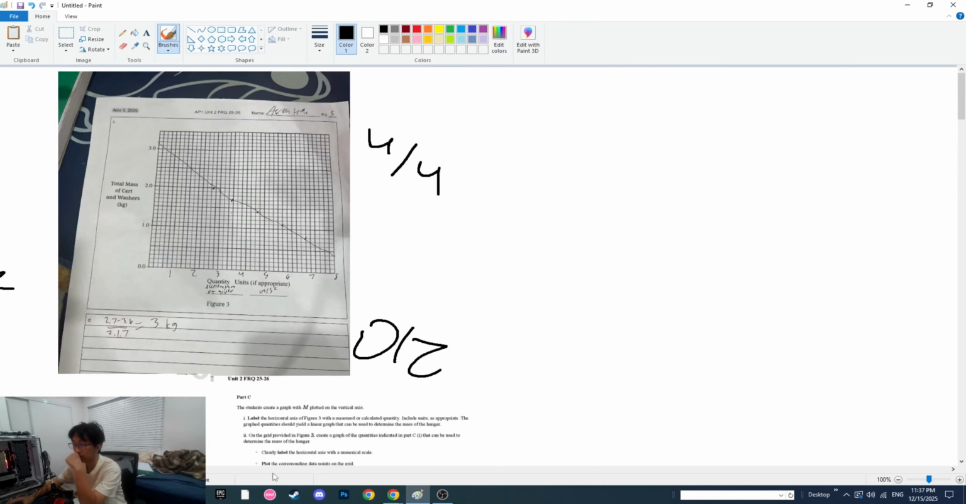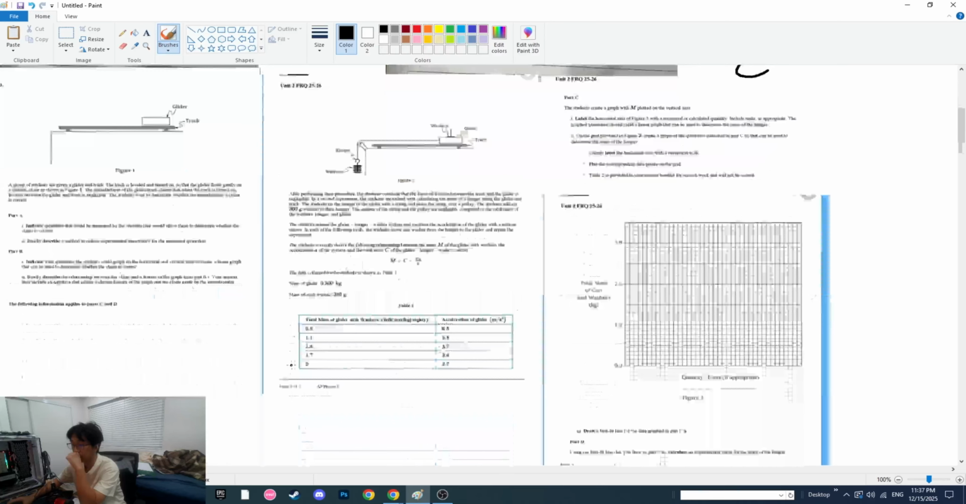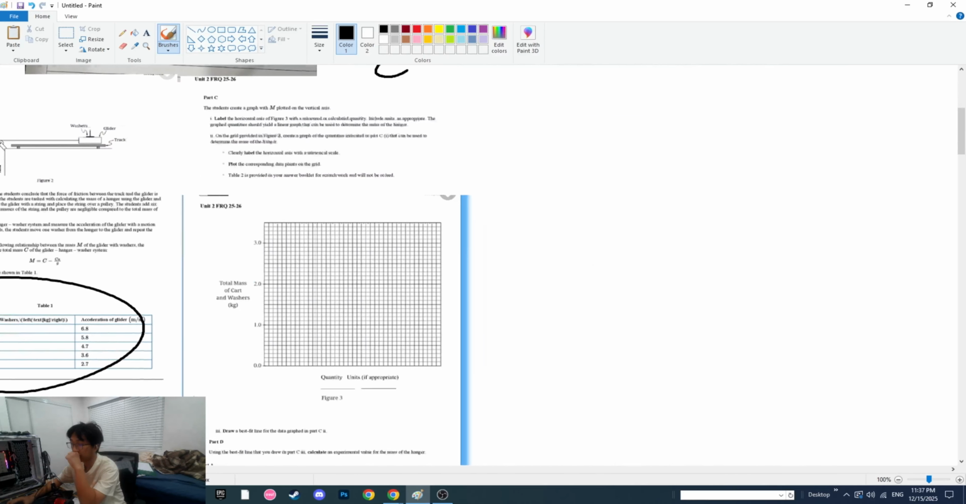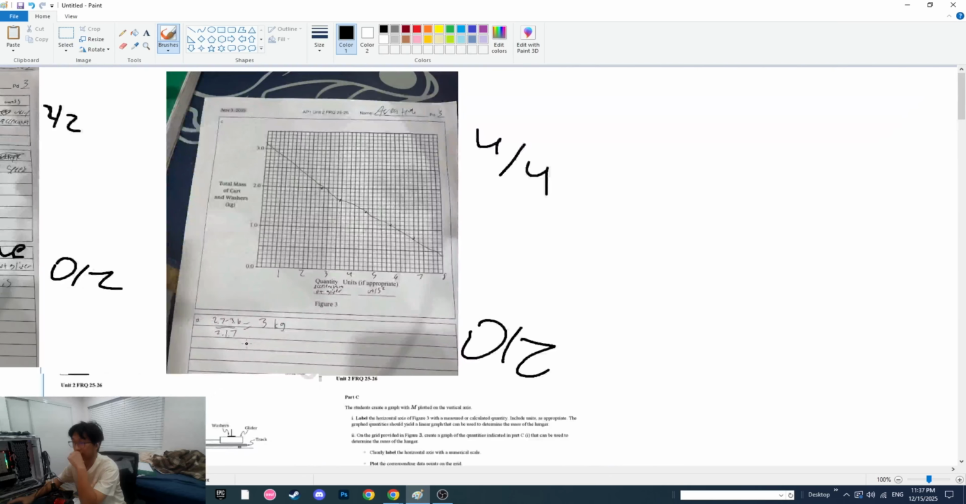For part C, we're asked to graph it with the data from here and label this stuff and draw a line of best fit. And I gave myself the 4 points because I did all those things.